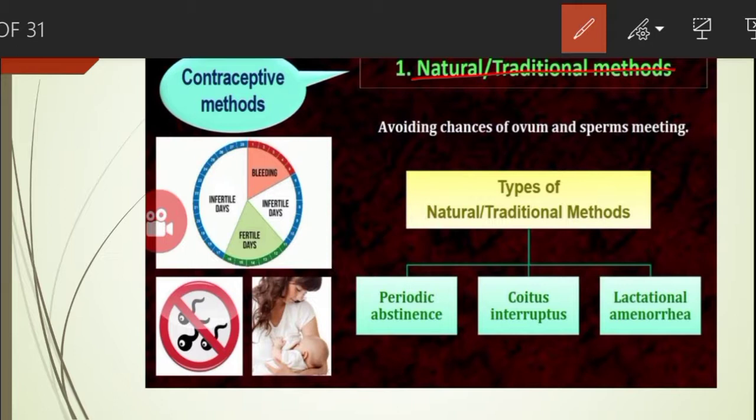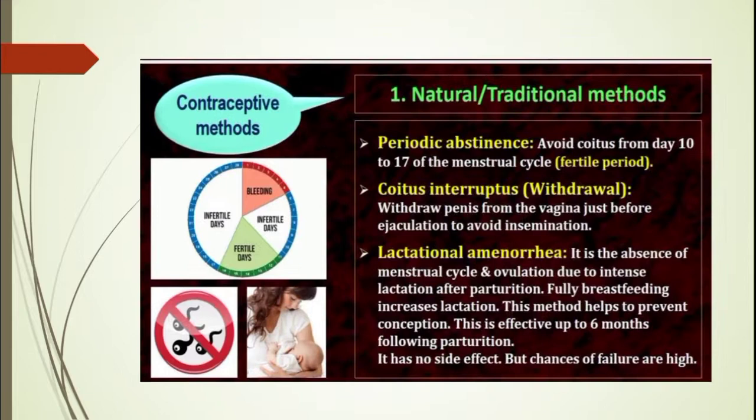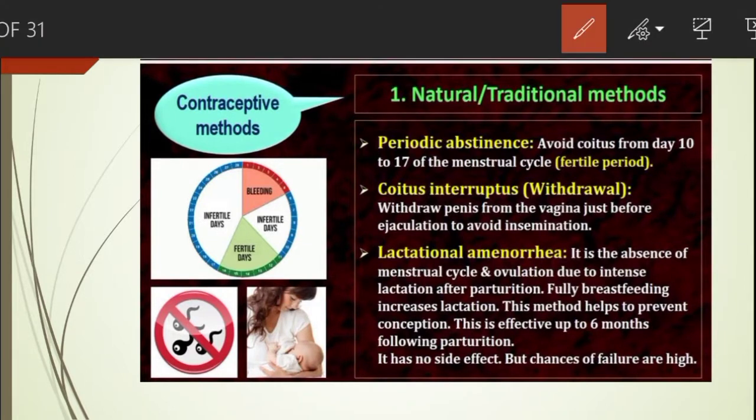These methods are based on the principle of avoiding chances of ovum and sperm meeting. Different types of natural or traditional methods are periodic abstinence, coitus interruptus, and lactational amenorrhea. Let us see the first one, that is periodic abstinence. It is a method in which couples avoid coitus or intercourse from the 10th to 17th days of the menstrual cycle.